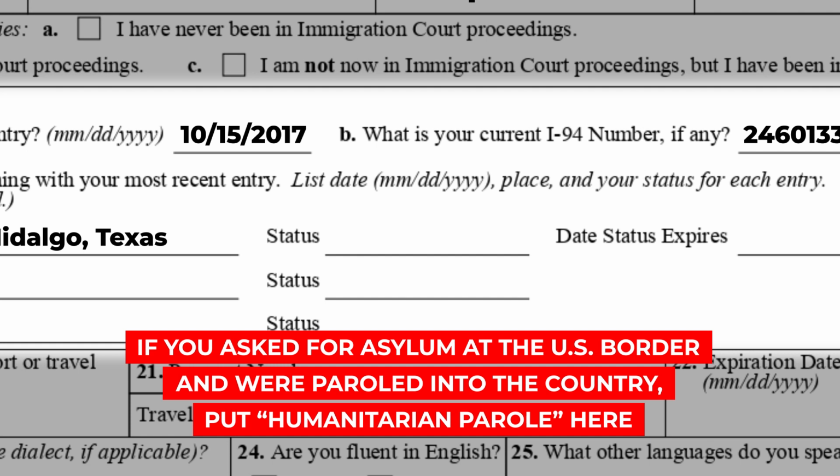If you came through Mexico to the US border and asked for asylum, you may have been paroled into the country. That basically means that you didn't have valid documents to enter, but they let you in anyway so that you could pursue your asylum claim and gave you an I-94, on which they wrote the word paroled. If that's you, put humanitarian parole in this box.